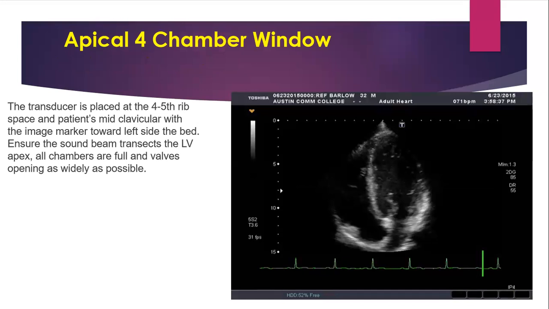Then the apical four-chamber window. The transducer is placed at the fourth, fifth intercostal space, mid-clavicular line, with the image marker towards the left side of the bed. At this point you turn the marker outwards. Ensure the sound beam transects the left ventricle apex, all chambers are full and valves are opening as wide as possible. You will be able to see the ventricles, the interventricular septum, the atrial septum, and the atria, all of them.